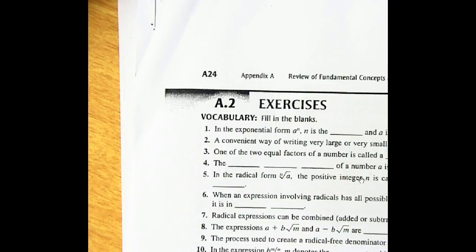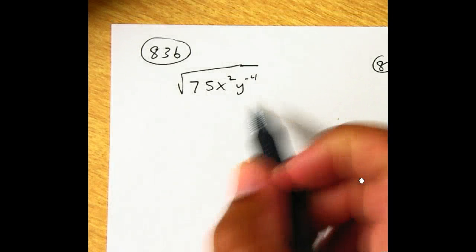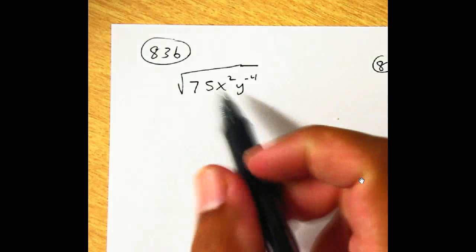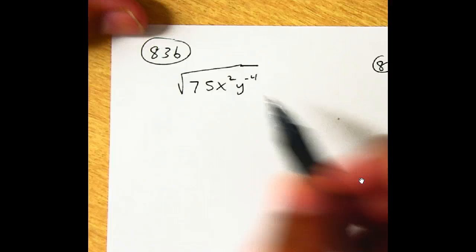Okay, in this video, I would like to go over a couple of problems from section A.2 in our math analysis class. In particular, I'd like to review a couple of the problems dealing with radicals. All right, so here's the first one I want to review. It's question 83b, and there's the problem.